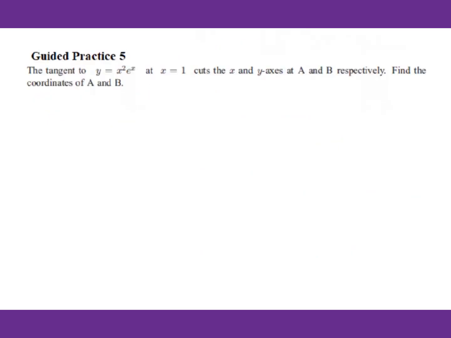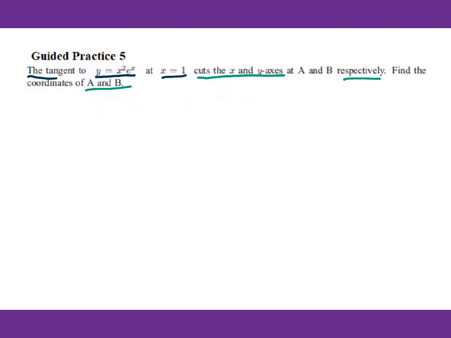Let's go to guided practice 5. The tangent to y equals x squared e to the x power at x equals 1 cuts the x and y axes at A and B respectively. Find the coordinates of A and B.